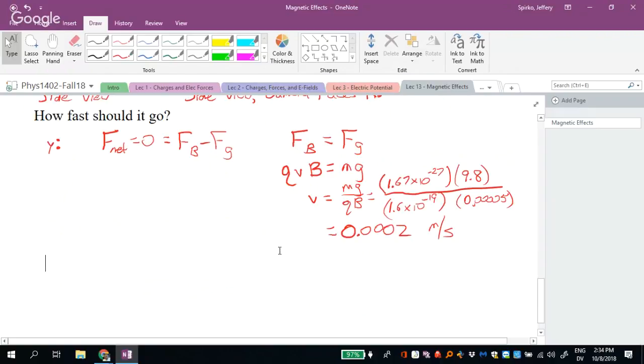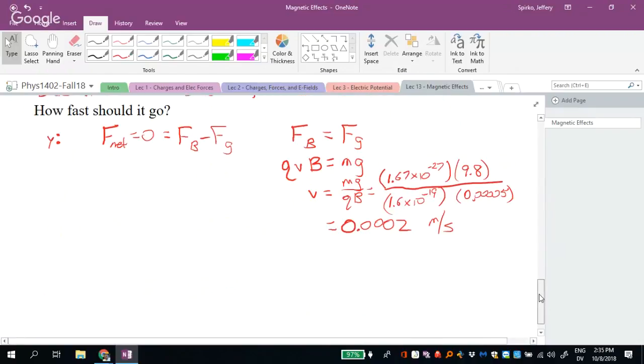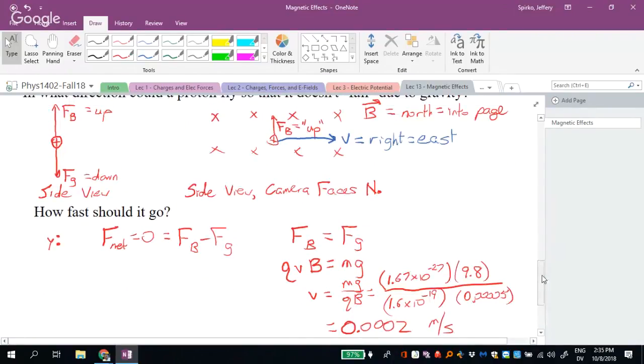The proton doesn't have to move that fast. And the reason for that is that gravity isn't that strong. So it doesn't take much speed in order to get a magnetic force that's stronger than gravity. So if you make the proton go this tiny, tiny little speed in the correct direction, then it will basically levitate and it will not feel the downward force due to gravity.